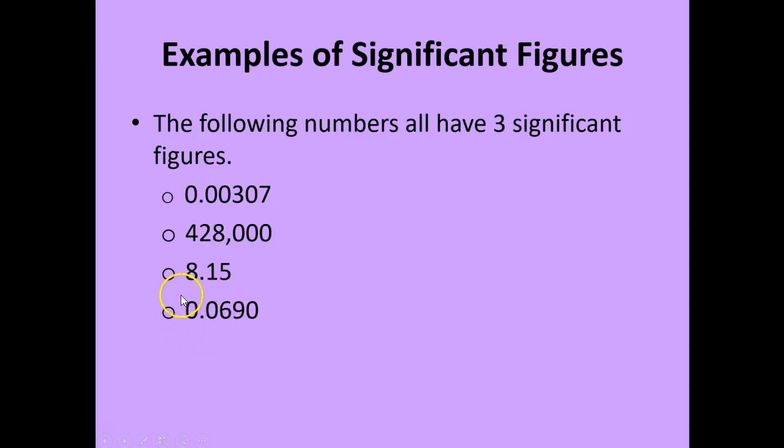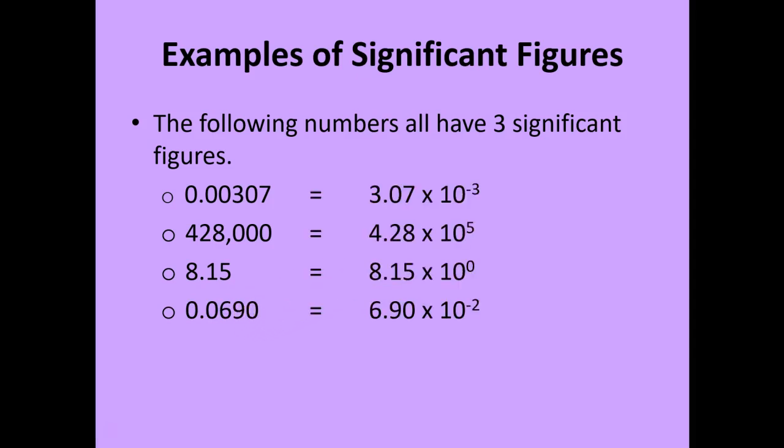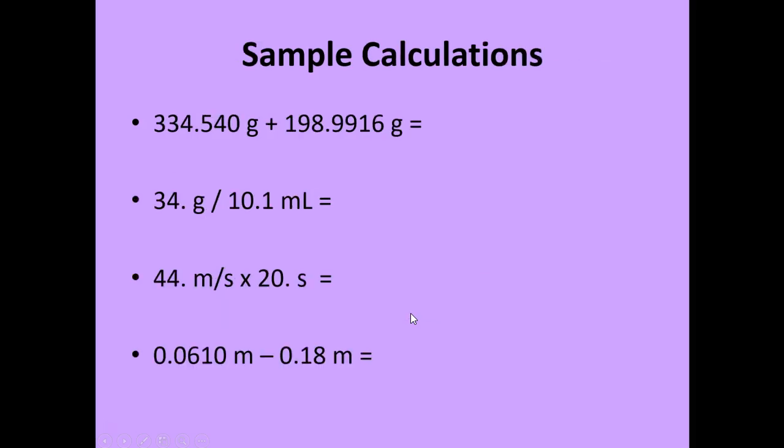Now here's an example of a number with both leading and trailing zeros. Leading zeros, as you'll recall, are never significant, but because I have a decimal place, that makes my trailing zero significant. And so if I write all of these in scientific notation, you can now see that they all have 3 significant figures. 3.07 times 10 to the minus 3, 4.28 times 10 to the 5th, 8.15 times 10 to the 0. That's a form of scientific notation we'll essentially never use, but it's just telling you that that number has 3 sig figs. 6.90 times 10 to the minus 2.